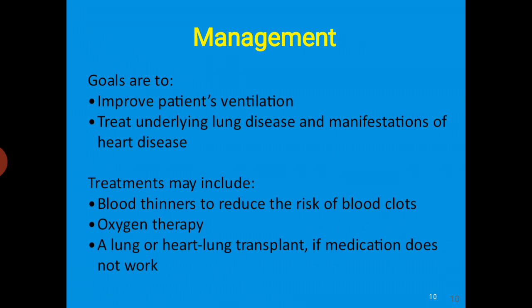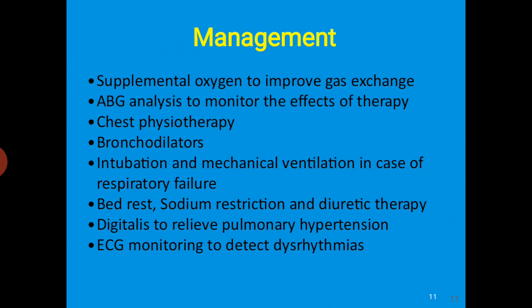If the condition is very poor and the medications are not working, then we can go for a lung transplant or heart-lung transplant. Then supplemental oxygen can be given to improve the gas exchange, ABG analysis to monitor the effects of the oxygen therapy, and then chest physiotherapy and bronchodilators can be given to improve the respiratory status and the circulation of the patient. Then intubation and mechanical ventilation in case of respiratory failure. Then bed rest can be given to the patient, and sodium restriction as well as diuretic therapy can be started. Digitalis to relieve the pulmonary hypertension, ECG monitoring to detect dysrhythmias.